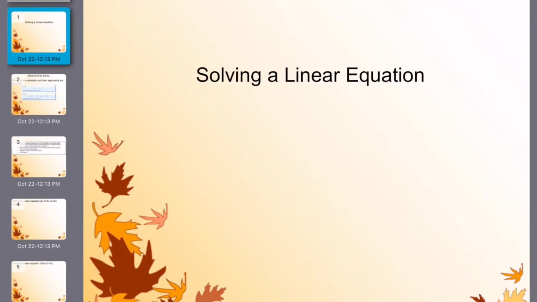All right, 8th grade. Today we're going to be talking about solving a linear equation. And the main focus of this is whatever I do to one side of the equation, I have to do to the other. And that helps preserve equality in our equation. But before we even get started, there's a couple things that I need to go over.